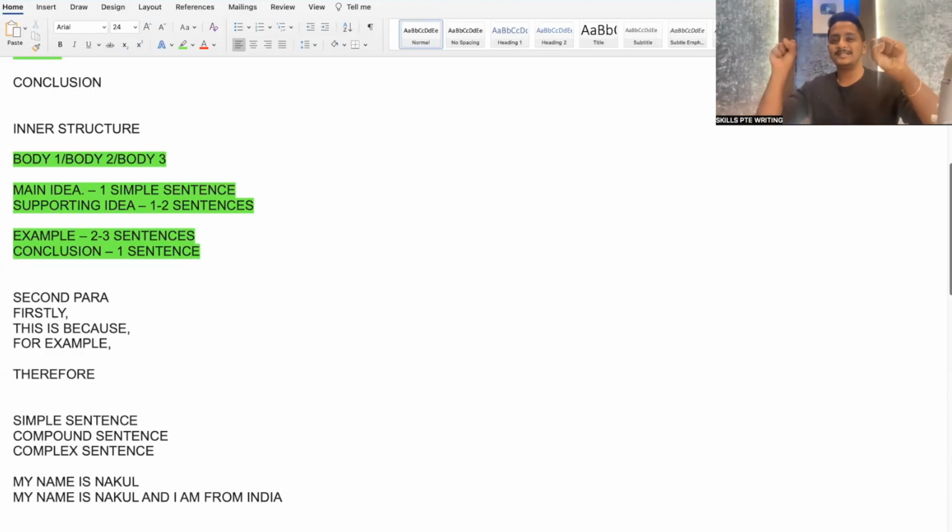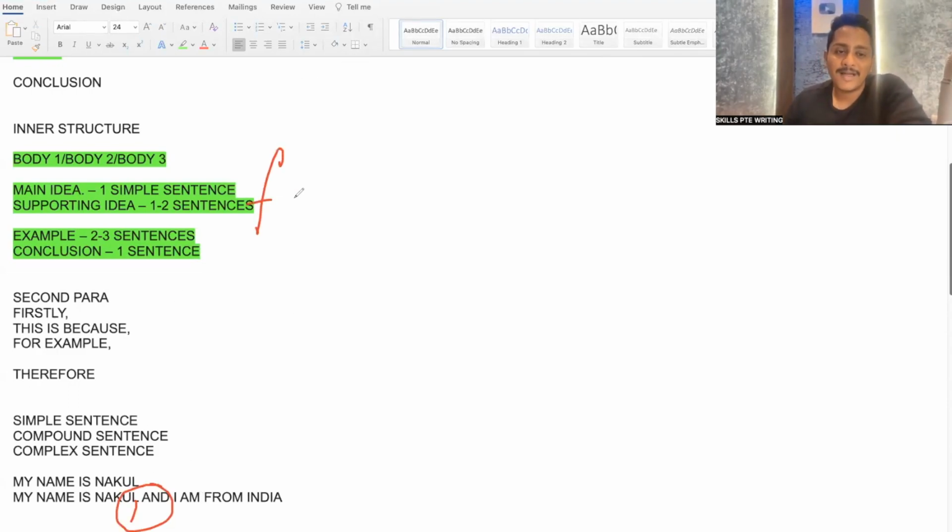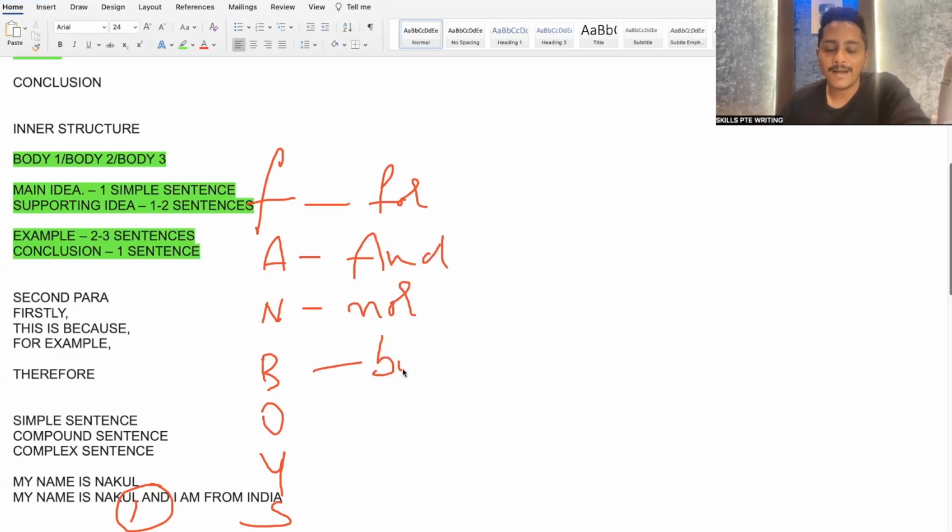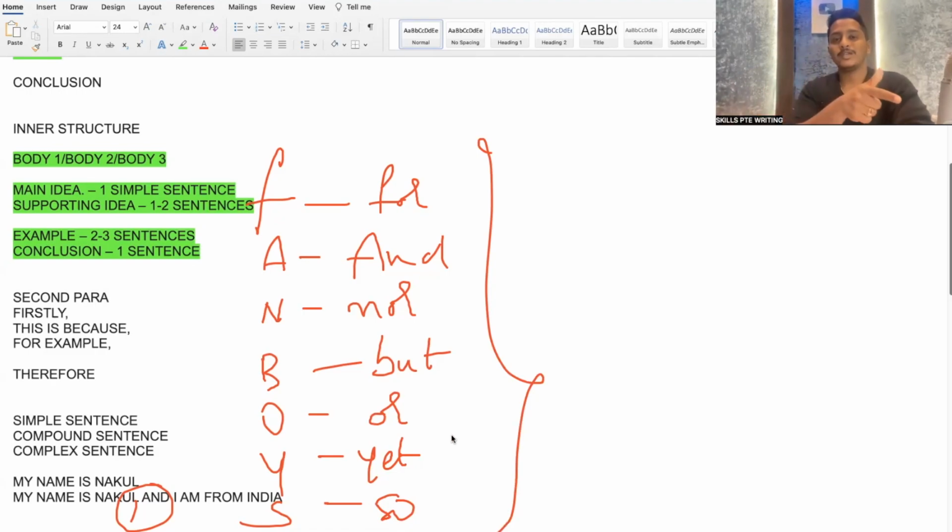Simple sentence, add a connector, and, comma, and. It's called FANBOYS. Write it down. For, and, nor, but, or, yet, so. Any one of these you can use, it acts as a connector. If you make use of any of these, it becomes a compound sentence.